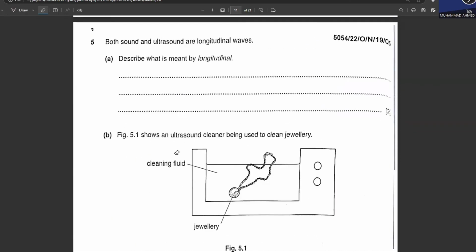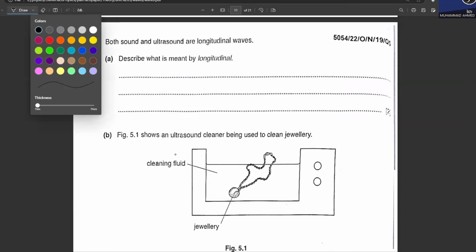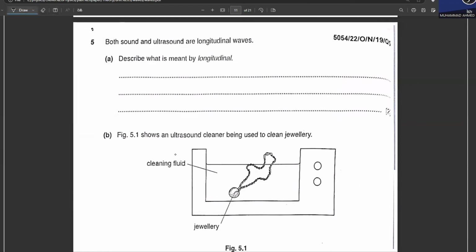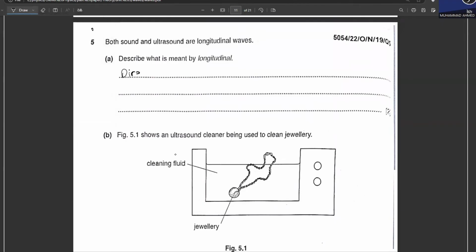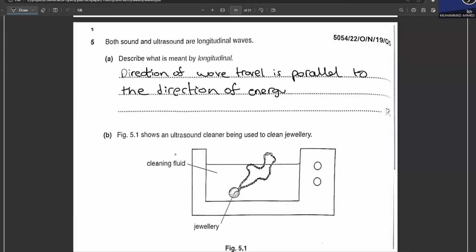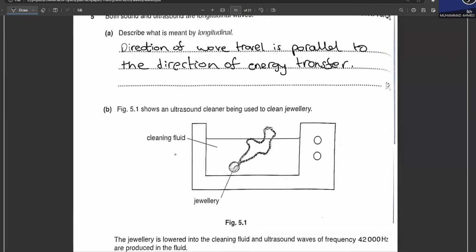Let's see this. Both sounds and ultrasounds are longitudinal waves. Describe what is meant by longitudinal. One second, let me increase the thickness. Direction of wave travel is parallel to the direction of energy transfer. Simple as that. Direction of wave travel is parallel to the direction of energy transfer.